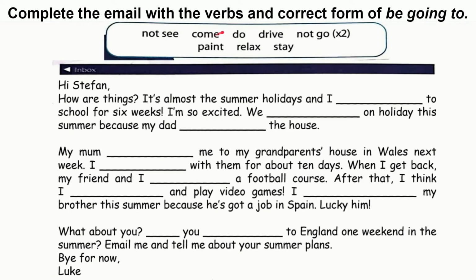Complete the email with the verbs and correct form of be going to. Okay, you need to add be. Emma is going to, with the verbs here: not see, come, do, drive, not go, paint, relax, stay.